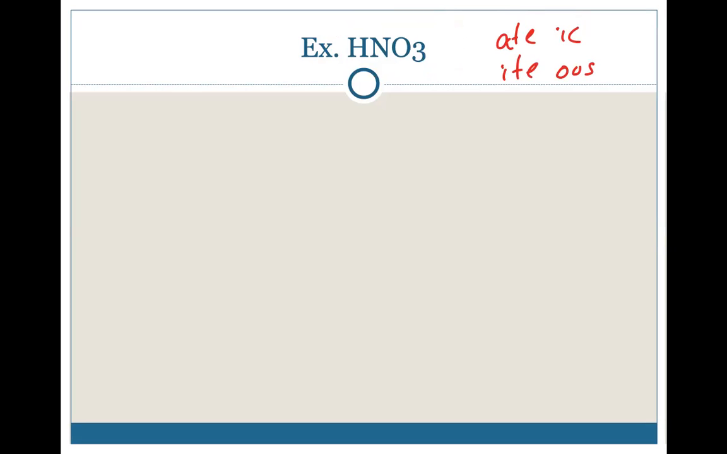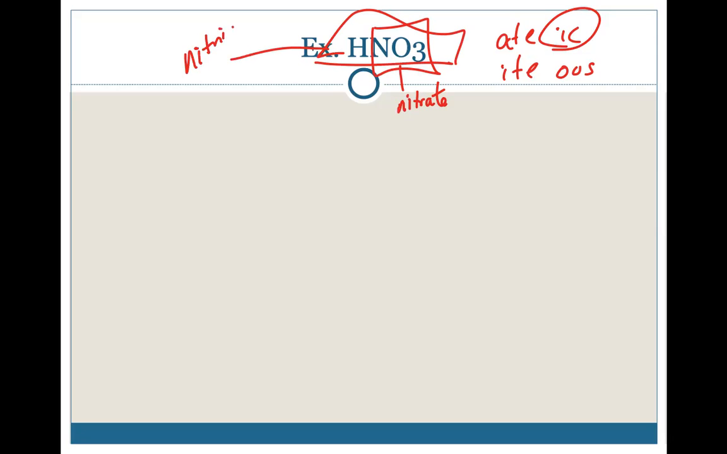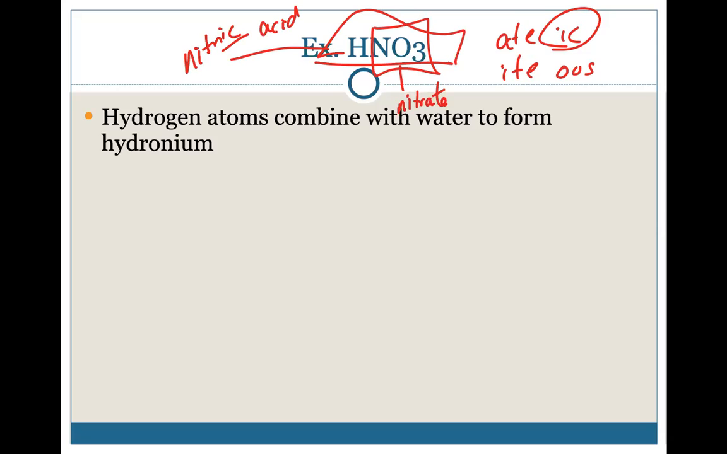So if the polyatomic ion ends with ate, the acid ends with ic. So this is nitrate, which means this becomes nitric acid. Okay, just to review that.